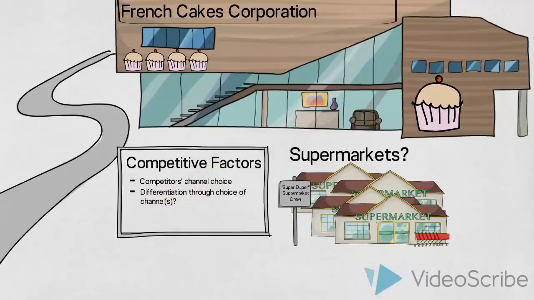Let us imagine that in one particular supermarket chain, consumers are not exposed to the competitors' cakes or desserts. Distributing the products through this chain would therefore enable them to differentiate from the competition and ultimately have a better chance of selling their products to the end consumers. So our recommendation for French Cakes Corporation would, in addition to the other already mentioned factors, also depend on their answers to these questions about the competitors.